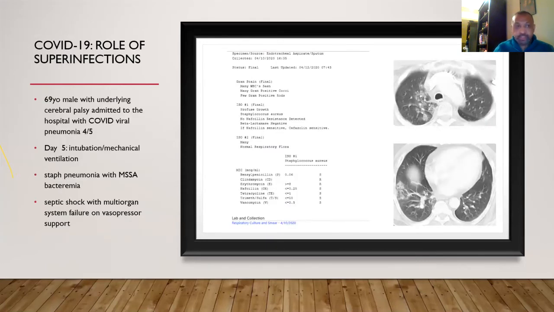Of course, superinfections. Superinfections are common. This is a 69-year-old, case 3, who had underlying cerebral palsy. He was admitted to the hospital on the 5th with COVID-19 pneumonia. As you can see, he went on to develop Staph aureus in his blood as well as respiratory. That's just his presentation CT scan, actually. Superinfections are very common. He ended up in septic shock and multi-organ failure. He's still with us. Next bar.